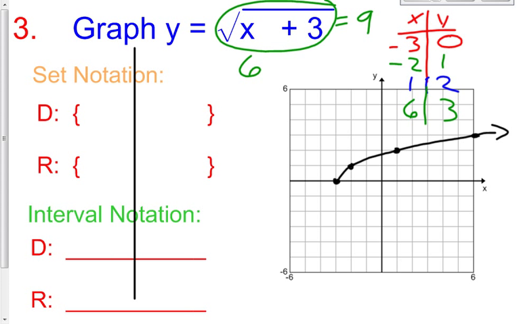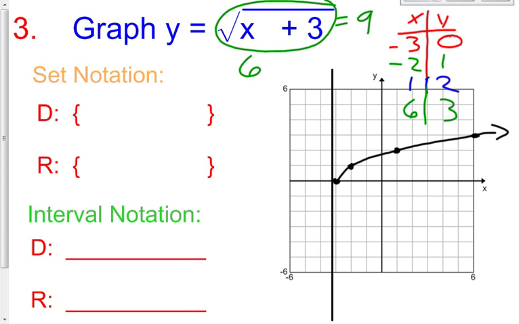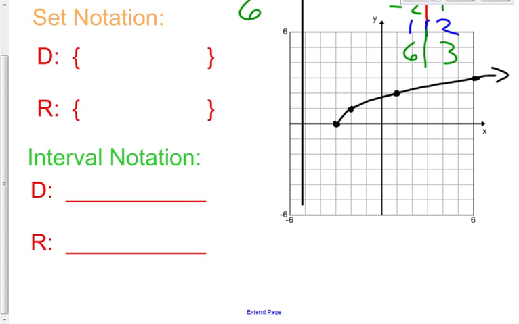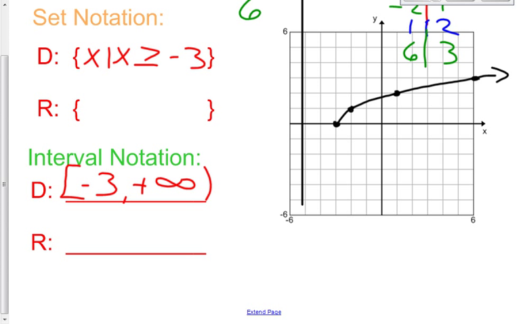Where do my x's start? No x's, no x's, no x's, no x's until right there, which is at a negative 3, correct? Starts at negative 3, and then it goes forever to the right. So I start at -3, and it can equal -3, so I bracket that, and I go all the way to positive infinity. So I say x such that x is greater than or equal to -3. It's everything to the right of -3, so it's greater than or equal to.